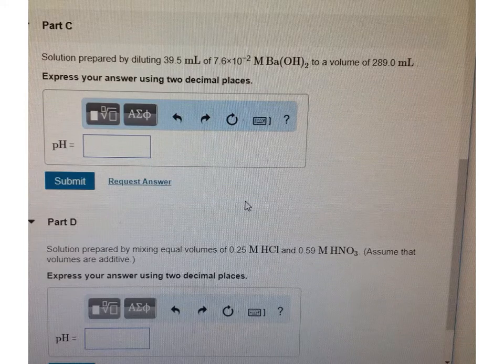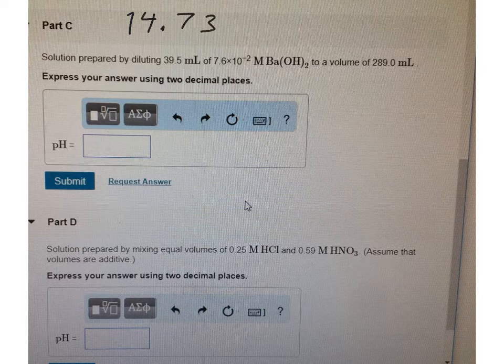All right, let's take a look at 14.73, Part C and Part D. Part C presents a lot of challenges. First, you're making a solution by dilution. Then, you're given a base instead of an acid. So let's take a look here.